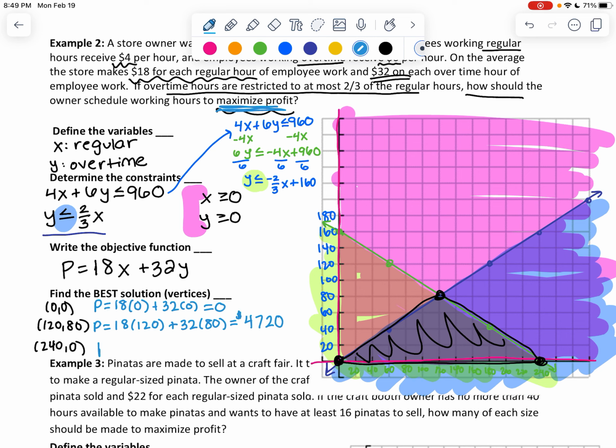And then the last one, for working only 240 regular hours and no overtime hours, we would get 18 times 240 is $4,320. So now we can see that we can maximize the store owner's profit by recommending 120 regular hours and 80 overtime hours.